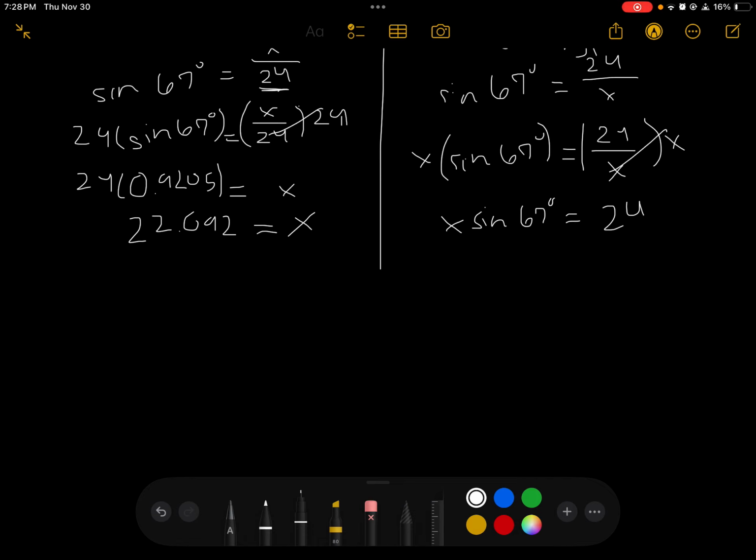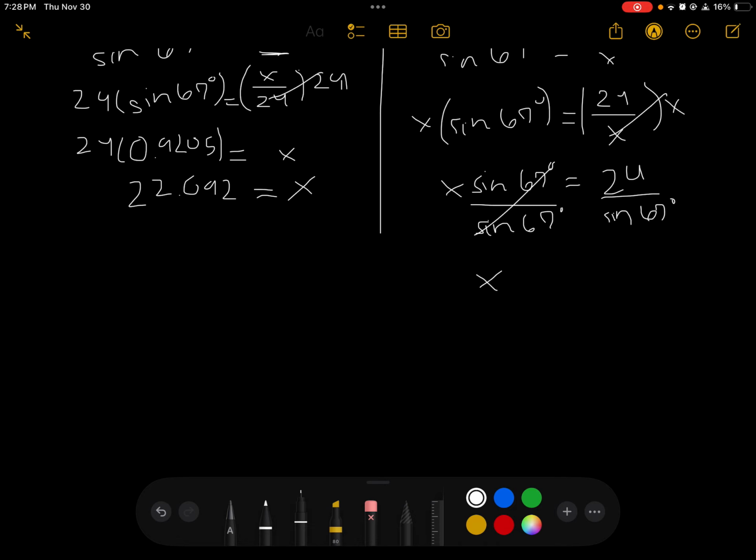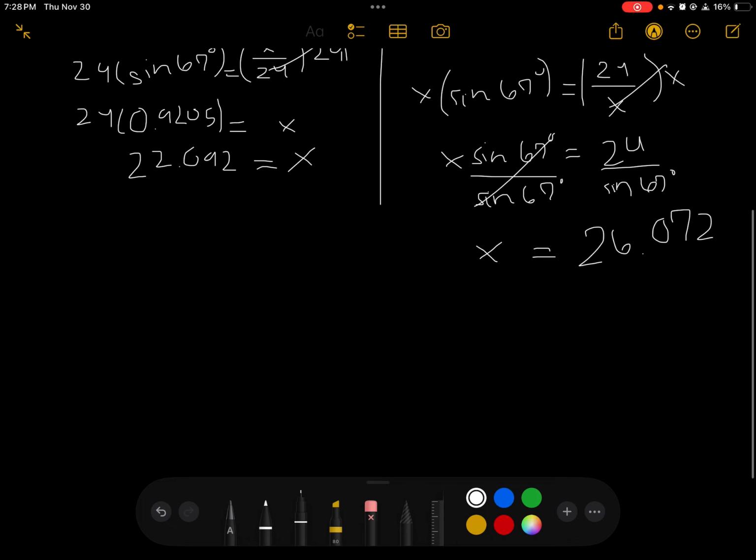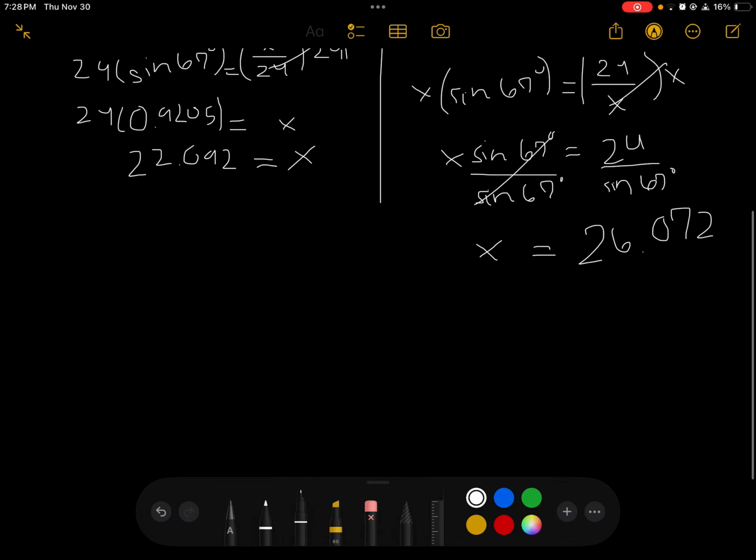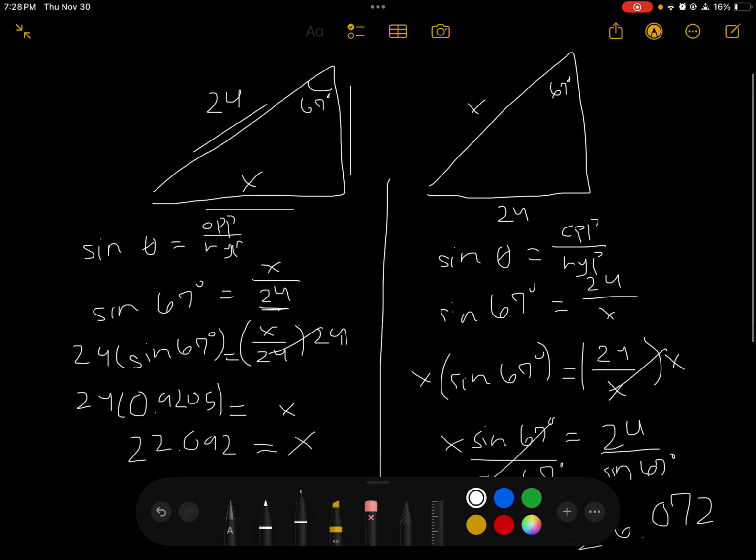Now, what we're gonna do here is remove sin 67. So sin 67 degrees divided by sin 67 degrees. Now, cancel this out and we only have x left. Now, we're gonna plug it into your calculators. What is 24 divided by sin 67? And we're gonna receive 26.072. Since we have 26.072 on our calculator, this is the value of our hypotenuse.